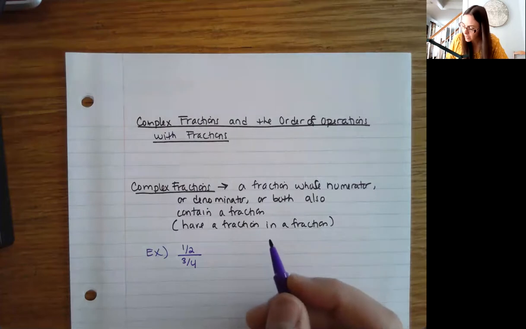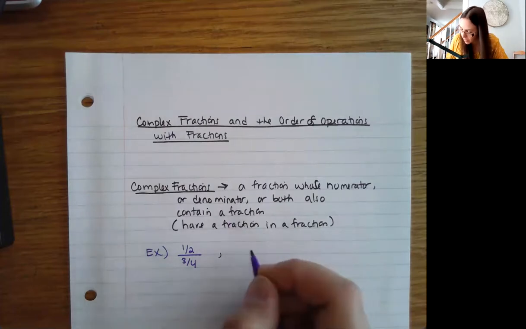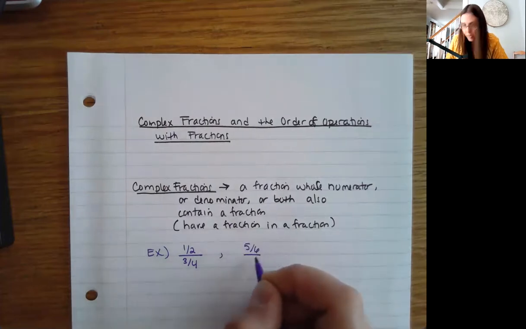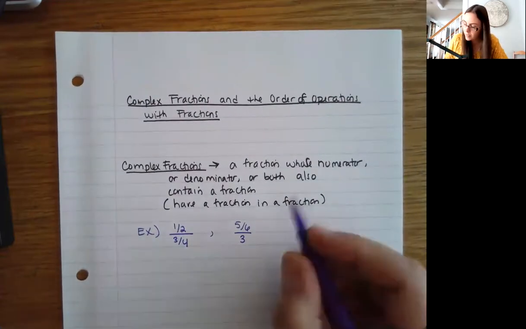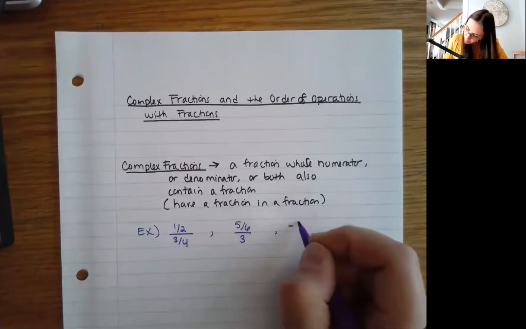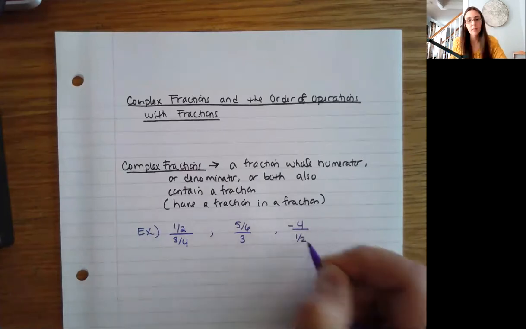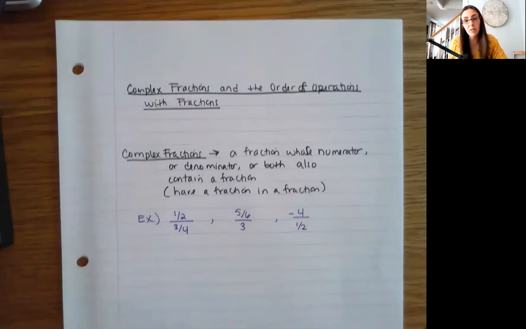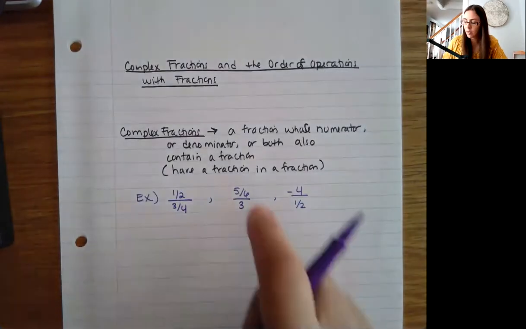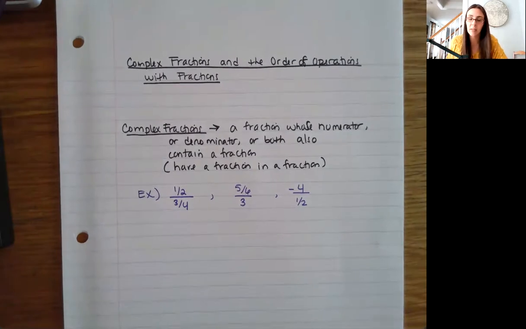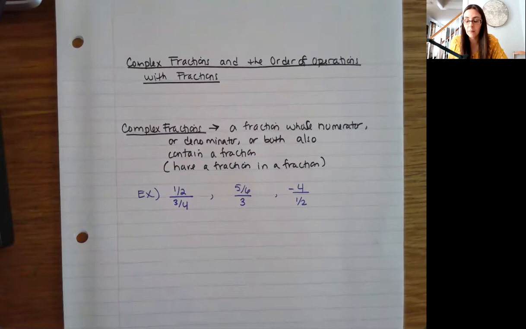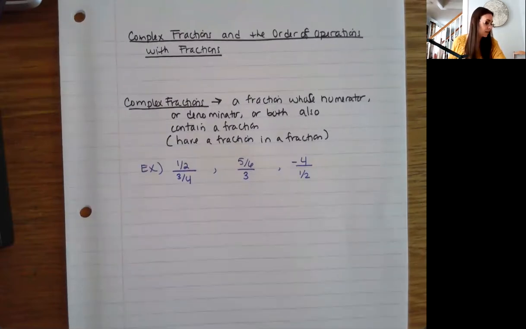Or something like maybe 5/6 over 3. So here you have a fraction in the numerator. Or maybe something like -4 over 1/2. So you have a fraction and a fraction. It could be in one spot, or it could be in two spots, but we have fractions and fractions. We don't like to leave our answers like this. This is really messy and really complex. It's very complicated looking. So what we need to do is we need to clear these out.